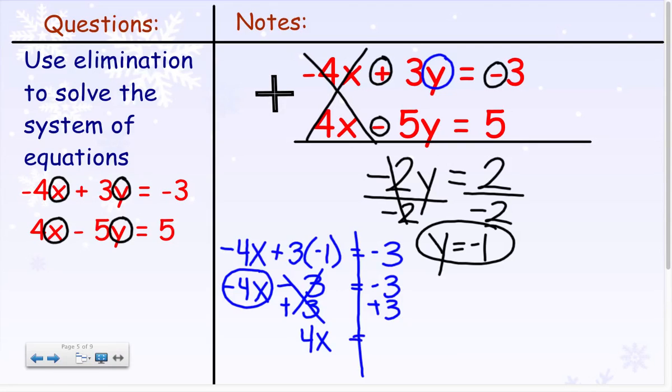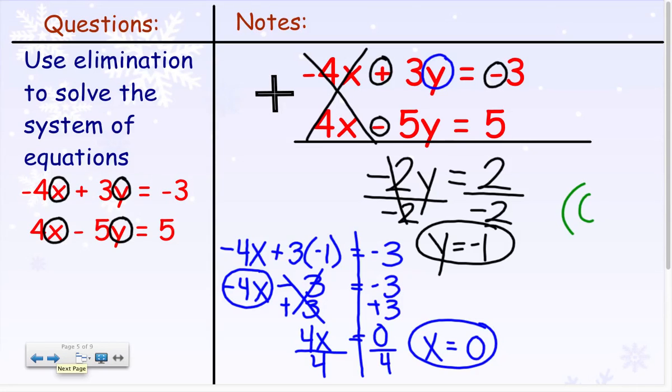4x equals negative 3 and 3 make 0. I can still divide both sides by 4. 0 divided by any number is 0. So my coordinate point where these lines would intersect if I graphed them is 0, negative 1. This is my solution. Intersecting one solution, 0, negative 1. Remember, we always have to write the x coordinate first, then the y coordinate.